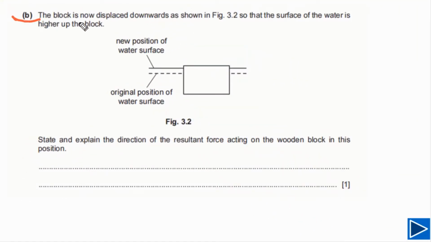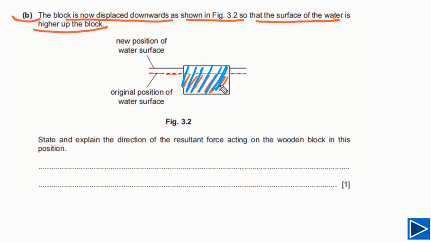For part B, it is given to us the block is now displaced downwards as shown in figure 3.2, so that the surface of the water is higher up the block. It simply means that before, the block was inside water up to this point. But now we push this block downwards, and now this much of the block is inside water. So more of the block is inside water.